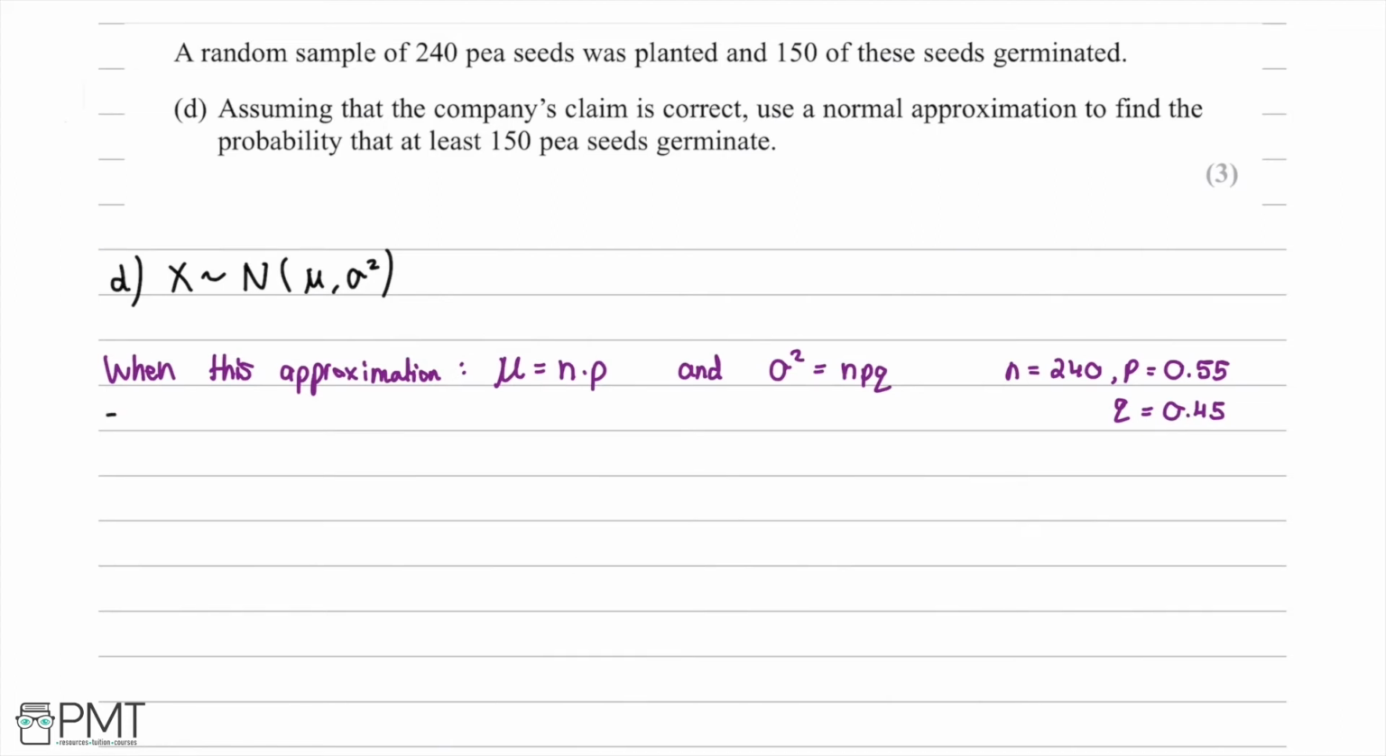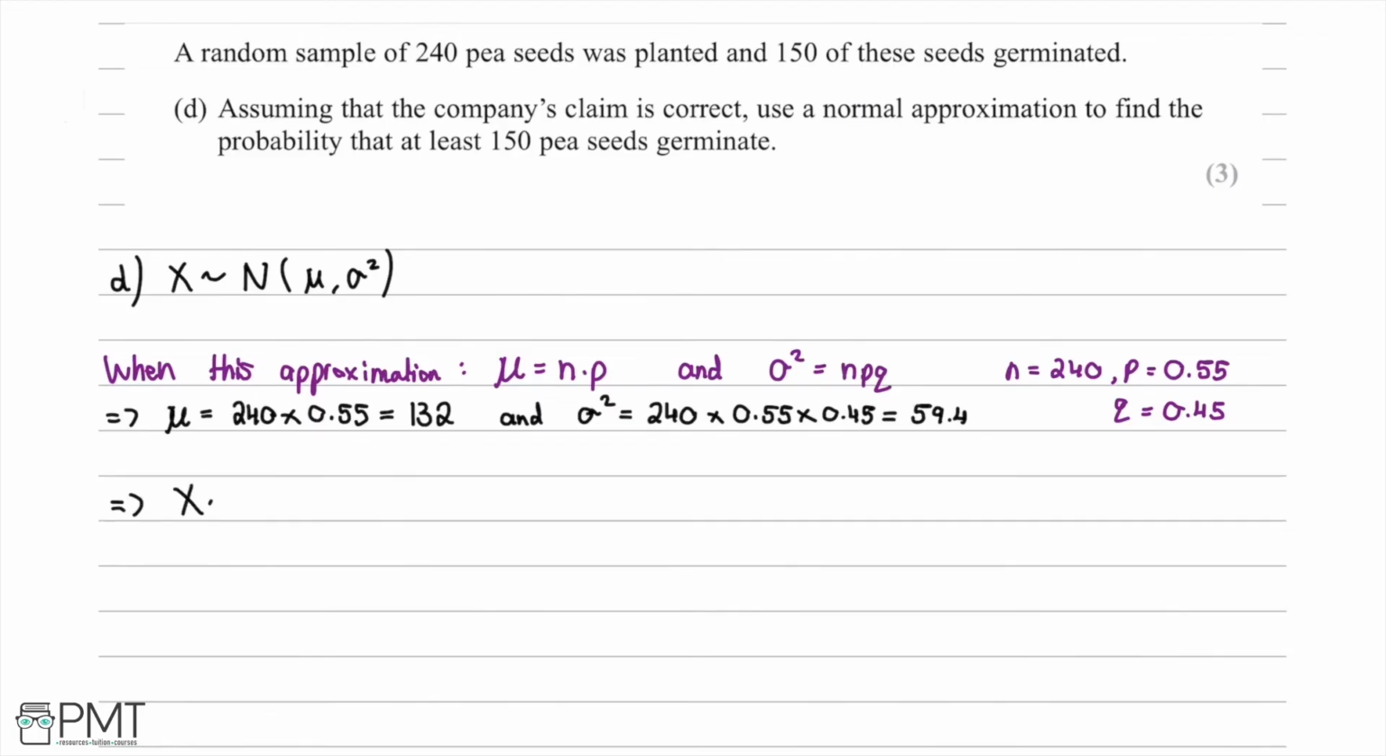So therefore, we can work out that mu is going to be equal to 240 times 0.55, which is equal to 132, and sigma squared is going to be equal to npq, which is 240 times 0.55 times 0.45, which is equal to 59.4. So we've worked out the mean and the variance, so we can rewrite our distribution. X is normally distributed with mean of 132 and variance of 59.4.